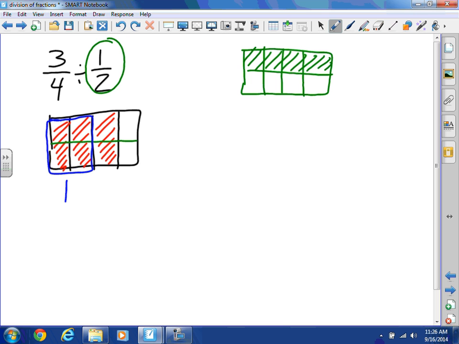So there's 1, 2, 3, 4 right there. That's going to be 1, right? Now, my second one is 1, 2 out of the 4, right? There's 2 out of the 4, correct? So what is my answer going to be? 1 and 2/4, but then 2/4 can be reduced to what? 1 and 1/2. So I'm saying that this equals 1 and 1/2.